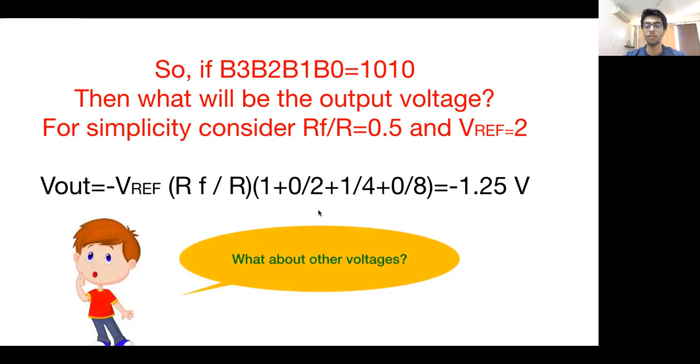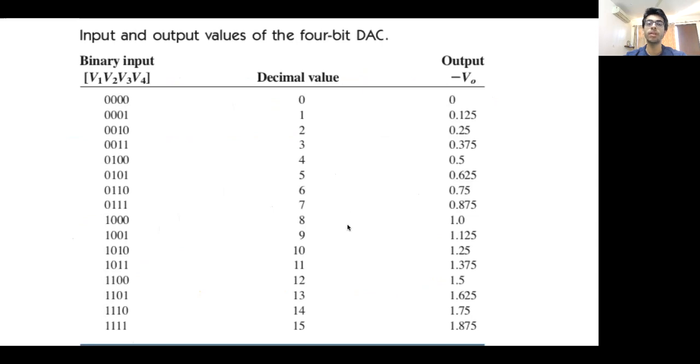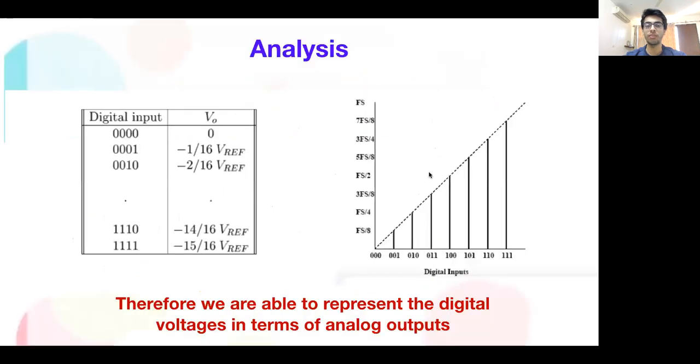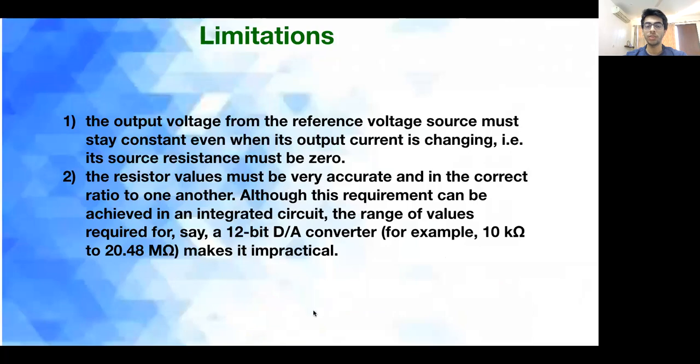And for other voltages, we can see in the following table. We have got the values of binary input, and we can see that we are getting the analog output for each value, and they are equally spaced in intervals of 0.125. And since they are equally spaced, we can represent them in the form of a straight line as shown in the following figure, and they are in the following ratio of 1 by 16, 2 by 16, 3 by 16, until 15 by 16 of VREF. So we are able to effectively represent the digital voltage in terms of the analog output, and our purpose is solved. Now, what are the limitations to this DAC?